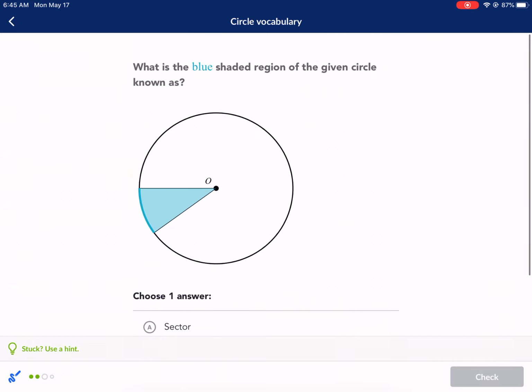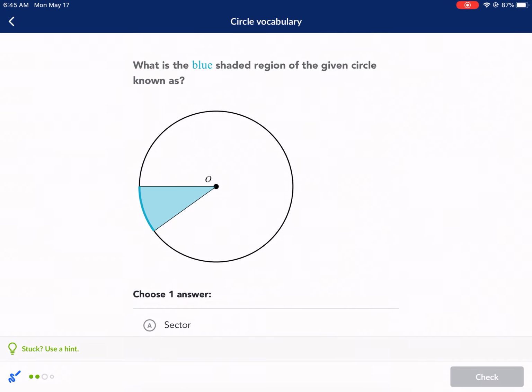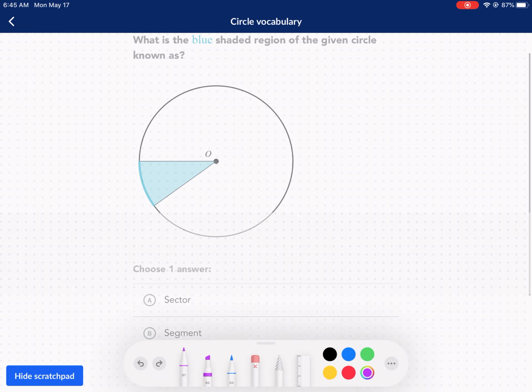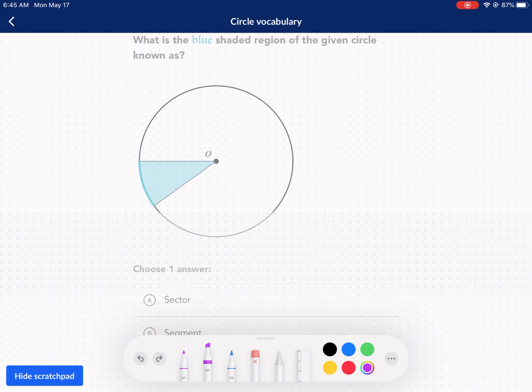All right. What is the blue shaded region of the given circle known as? Okay. Moving on to some more vocab. This is great here. We have, as you can see, a radius here, but it's not just that. We have another radius here. We have what I already deemed the central angle right here. We have an arc. We just saw that in the previous problem. Okay, but it's this entire shaded area right here. All inside that. So what is that called?